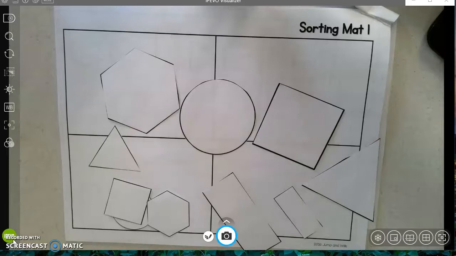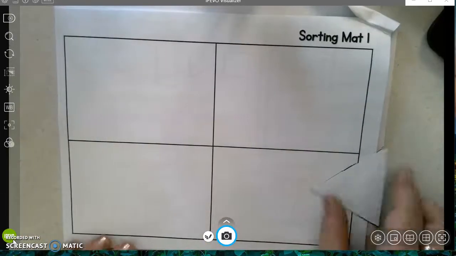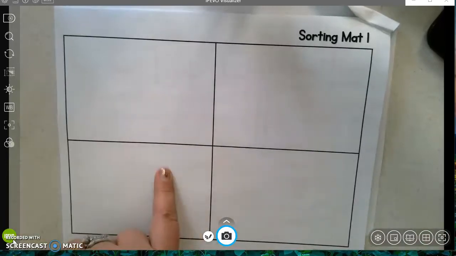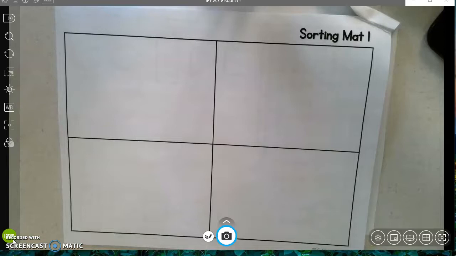What are some ways, I'm going to move them off of my board, okay? What are some ways that you can find to sort these shapes into 4 groups? Can you sort these shapes into 4 groups? Go ahead, pause the video, and practice sorting all of your shapes into 4 groups.